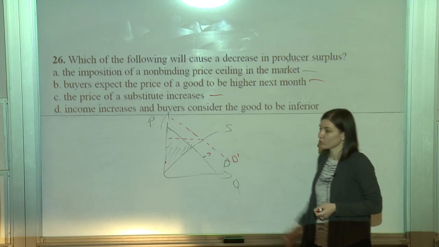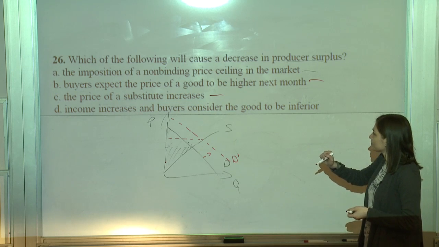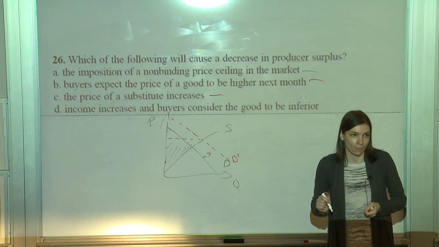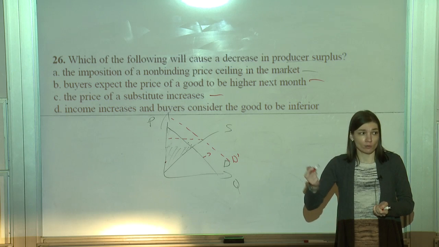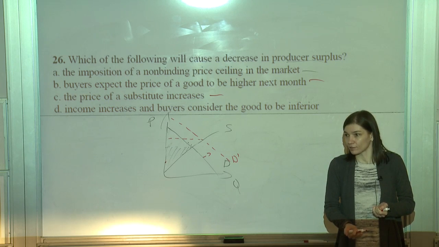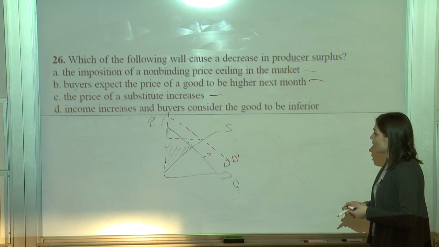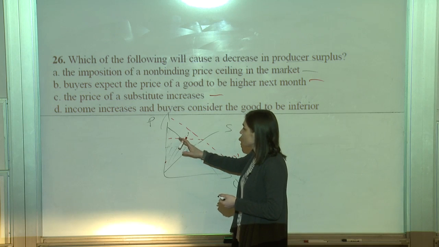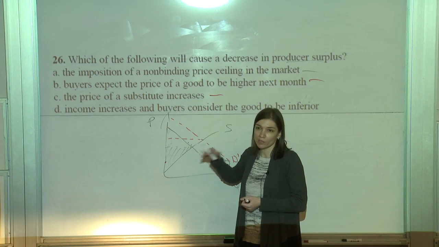And the only one left is D. But what happens in D? Income increases, and buyers consider the good to be inferior. Right? So by definition, an inferior good is when income goes up, but you end up buying less of it. That's the definition of an inferior good. So what happens with increasing income and an inferior good? Demand shifts to the left. They have more money, so they're buying less of it.